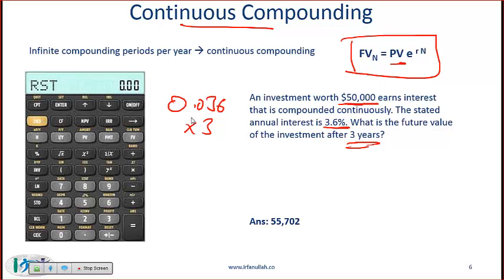The way you do this on the calculator is, for this part, you do 0.036 times 3, and then second, and then e to the power of x. Multiply all that by 50,000, and this is what you should get.